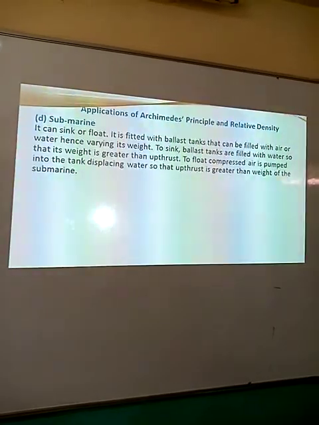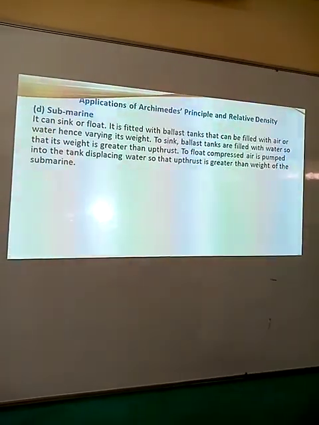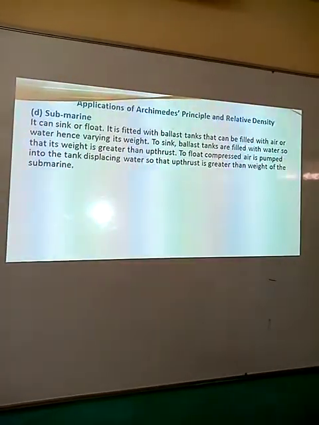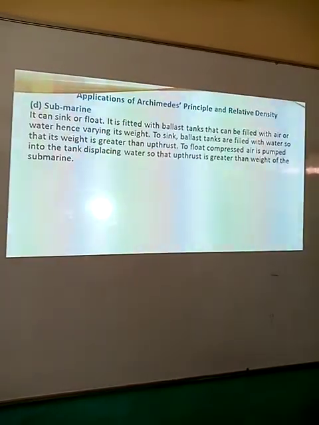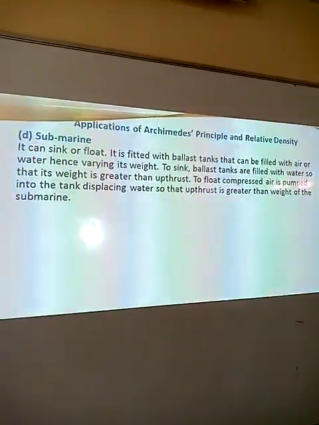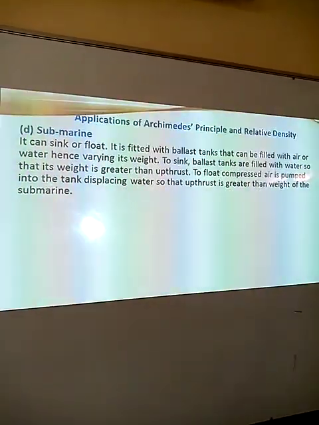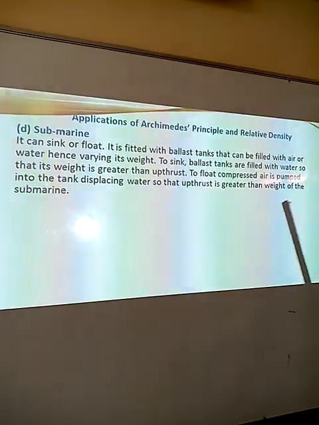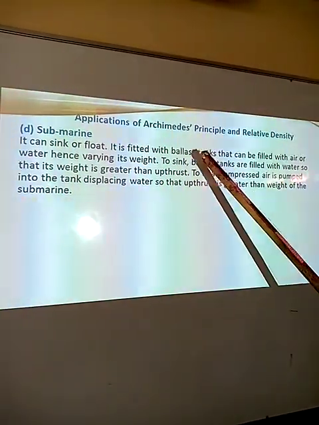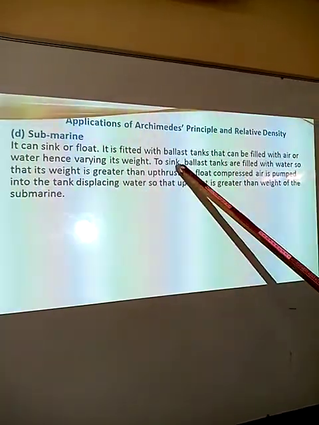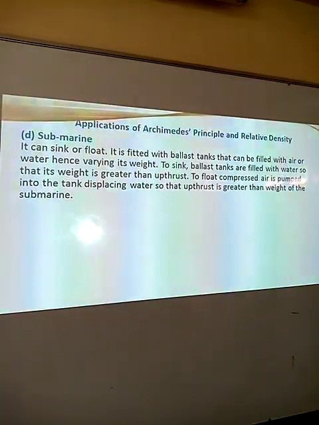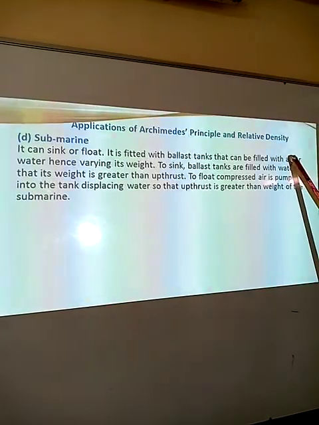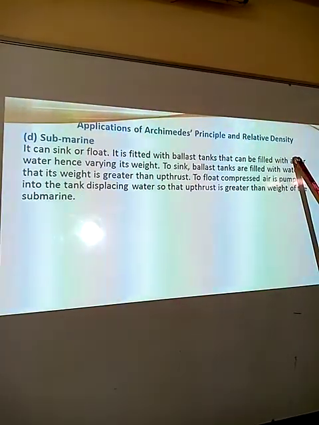A submarine is just the same as a ship, but the difference is that a submarine can float and sink at the same time. It can decide to sink, it can also decide to float. That floating or sinking is determined by something called ballast tanks. Some books call them flotation tanks. A submarine has those ballast tanks, and the ballast tanks can be filled with air or water to some height.